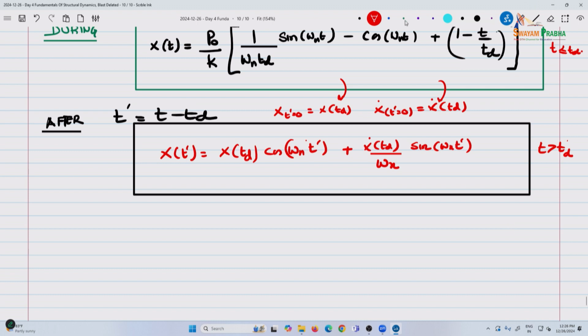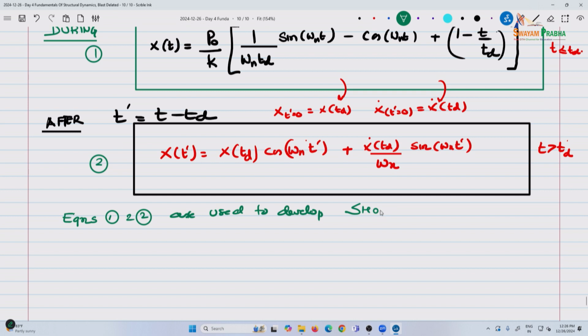So, the equations are like this. Let us say this is equation 1, this is equation 2. The concept of equations 1 and 2, similarly for other loading scenarios, are used to develop what is known as a shock spectrum.